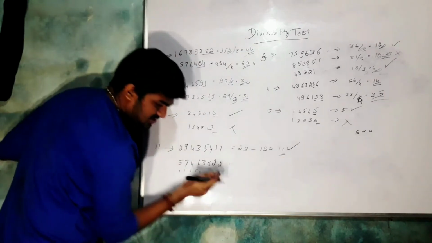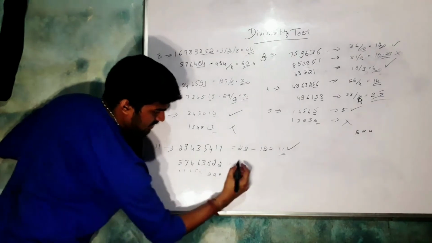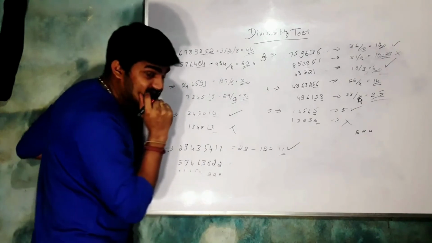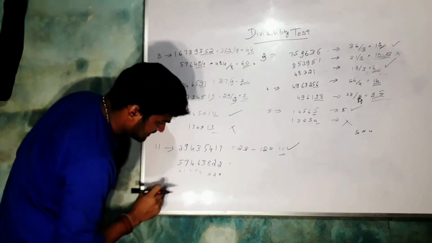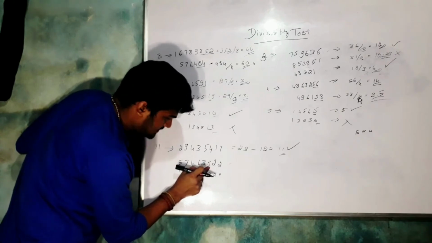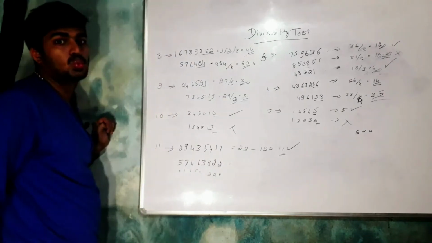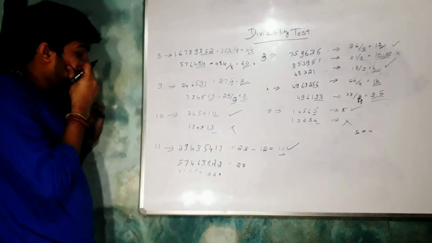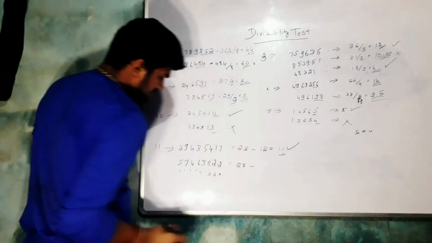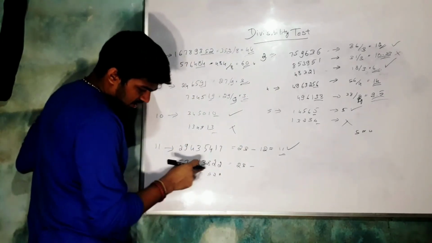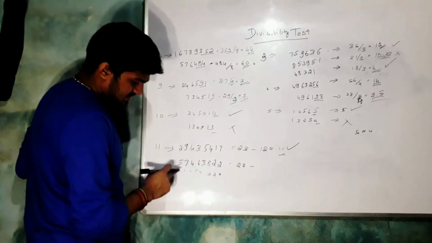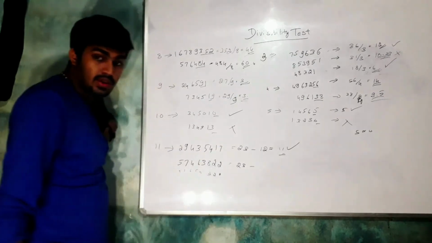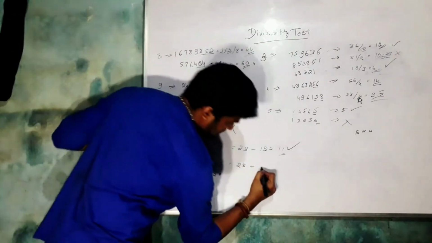So in here, which are the odd places? Here we have 2, 8, 6, 7, right? So add these: 7 plus 6 is 13, 13 plus 8 is 21, 21 plus 2 is 23. Same again, let's take the sum of the even places. What are the even places? 5, 4, 3 and 2. Let's add these: 5 plus 4 is 9, 9 plus 3 is 12, 12 plus 2 is 14, right?